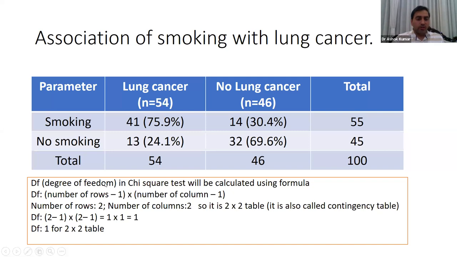You can see here the degree of freedom in the chi-square test will be calculated using this formula. The degree of freedom for the chi-square test is number of rows minus 1, multiplied by number of columns minus 1. So this is the degree of freedom formula in a chi-square test. How many columns are there here? Column 1, column 2, column 3, and column 4. Okay. How many rows here? 1 row, 2 row, 3 row, and 4 row.